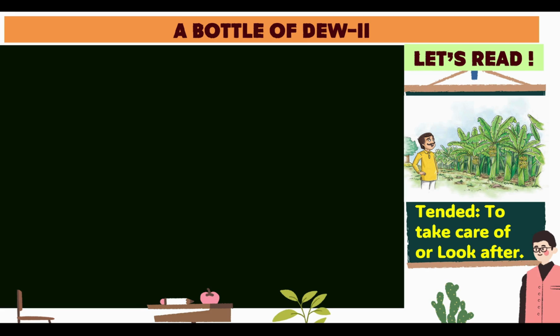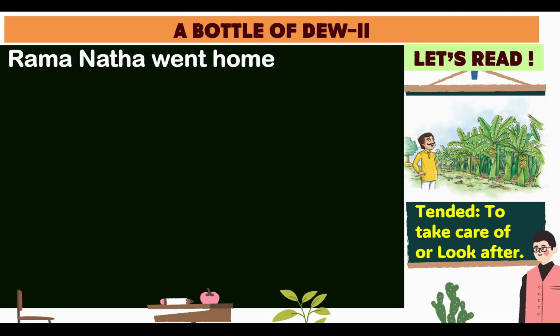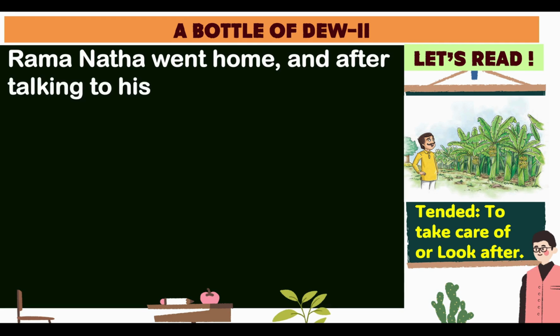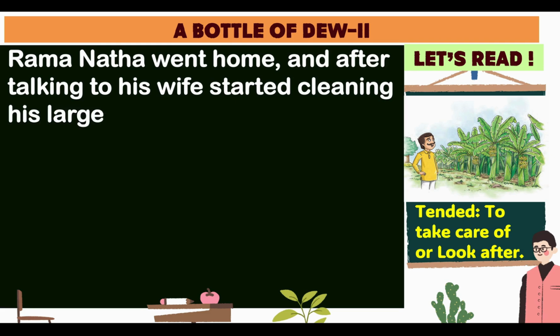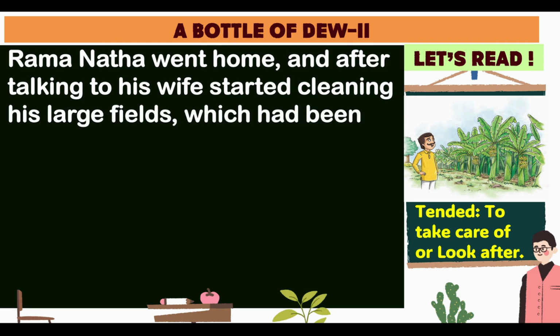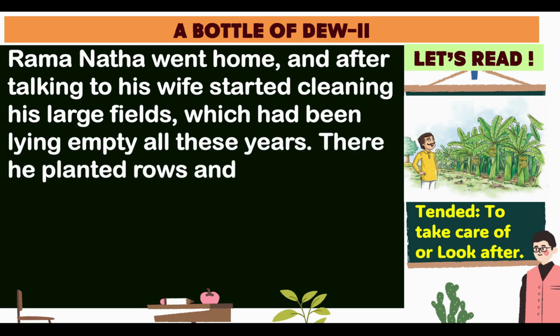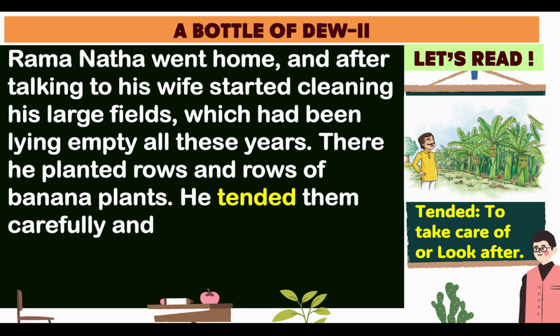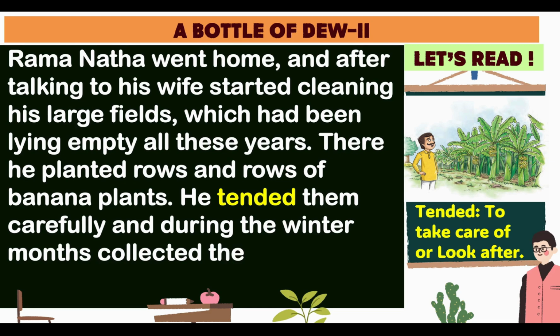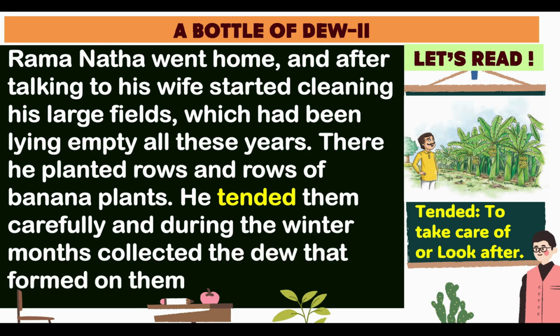Right. So listen carefully. Ramnatha went home and after talking to his wife, started cleaning his large fields which had been lying empty all these years. There he planted rows and rows of banana plants. He tended them carefully and during the winter months collected the dew that formed on them with great care. Right, children? Now, read once again and discuss with your partners.